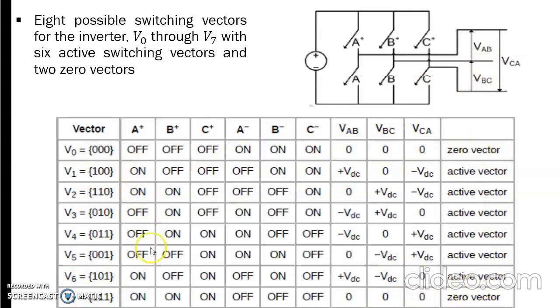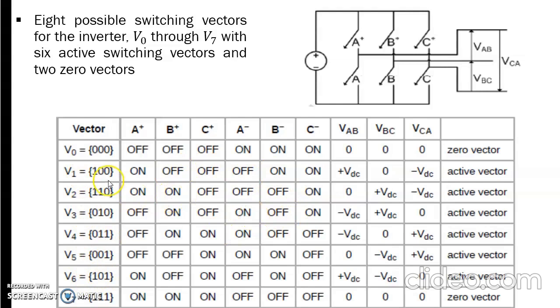Active vectors are the combinations at which a voltage is available between the lines. There are 6 active vectors: 100, 110, 010, 011, 001, 101. These 6 are active vectors, and the corresponding switching pattern is also given here.